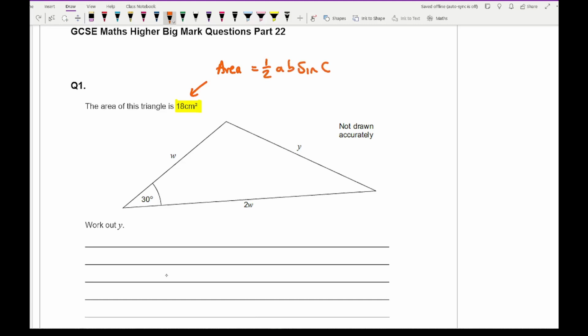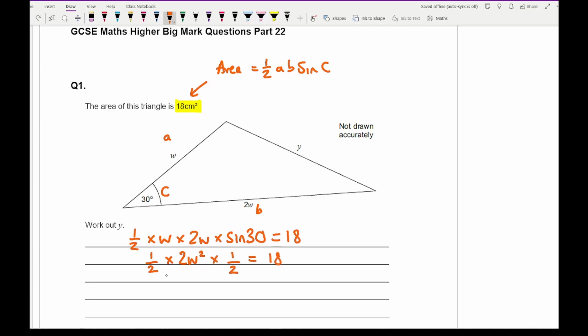So labelling this triangle, I'm going to label this as C, this is going to be A, and that's going to be B. So from this I should then be able to work out what w is. So we've got a half times w times 2w times sine 30, which is an exact value of trig, and that equals 18. So from this, if I do a bit of rearranging, we get a half times 2w squared, and sine 30 is an exact value of trig, which is a half.